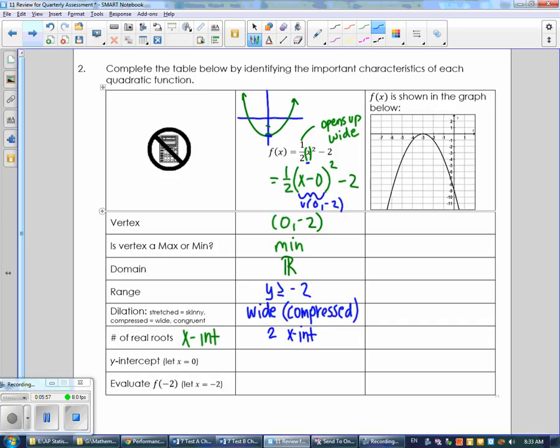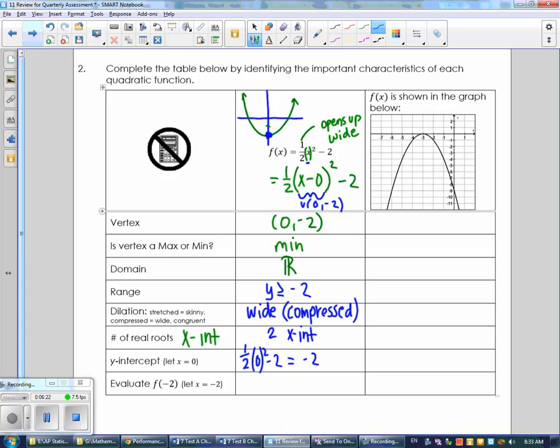The y-intercept, where does the graph cross the y-axis? Well, it's actually pretty obvious where it crosses the y-axis, but if it wasn't, you can simply plug 0 in for x. If I do that, that's just going to give me 1/2 times 0 squared minus 2. Well, 0 squared is 0, and 0 times 1/2 is 0. So this is just going to leave me with a y-intercept at -2, which I can see on the graph.